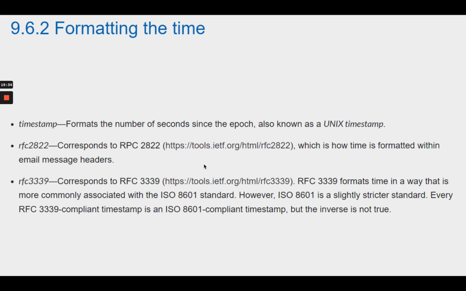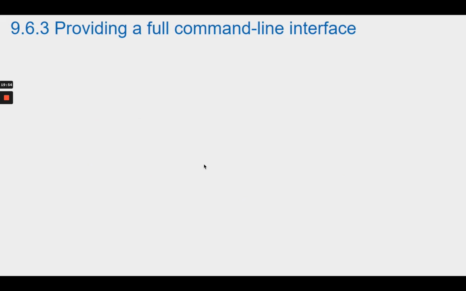RFC 3339 formats time in a way that is more commonly associated with the ISO 8601 standard. However, ISO 8601 is a slightly stricter standard. Every RFC 3339 compliant timestamp is also an ISO 8601 compliant timestamp, but the inverse is not true.